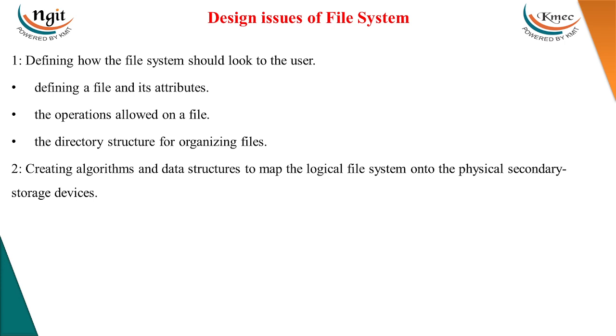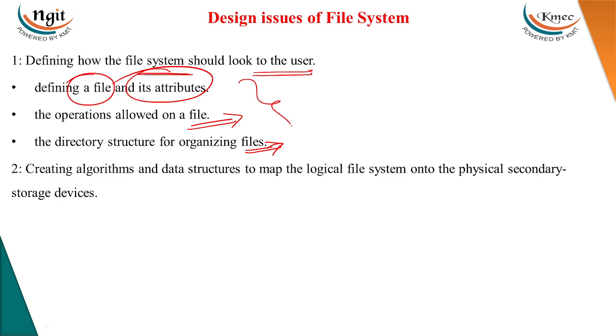Next, see the design issues of the file system. Here we have two design issues. First one, defining how the file system should look to the user. This task involves defining a file and its attributes, the operations allowed on a file, and the directory structure for organizing the files. We have seen several directory structures, and we need to decide which directory structure to use to organize those files in the system. So this is one design issue related to file systems.